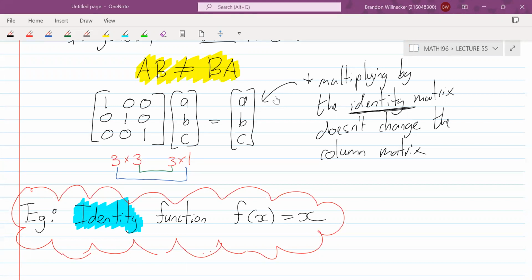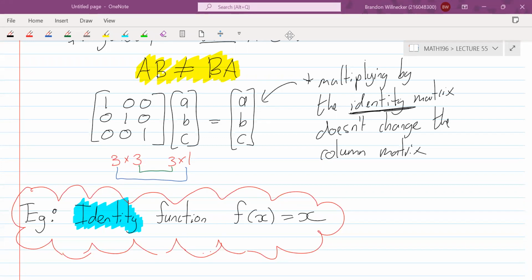Okay, are there any questions so far? Okay, no questions. Okay, so that is the identity matrix.